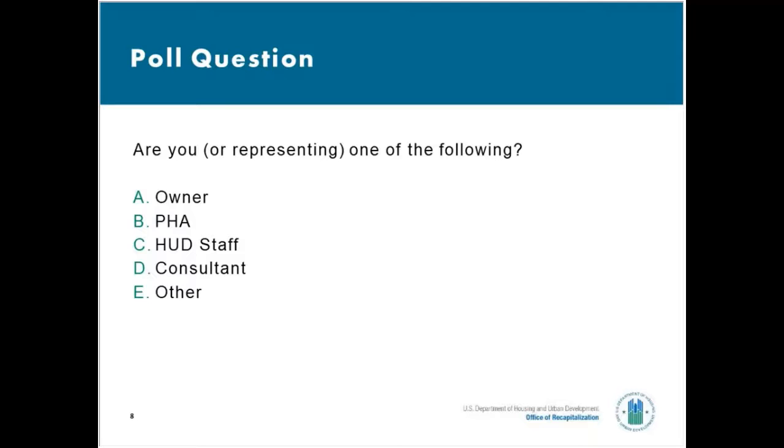Okay, well, the next question is, are you an owner or representing one of the following? Are you an owner, A, PHA, B, part of the HUD staff, D, consultant, E, other. I guess other might be maybe not a PHA, but an entity that is administering a Mod Rehab contract. So if you're one of the following, please select A, B, C, D, or E to represent which group you fall in.